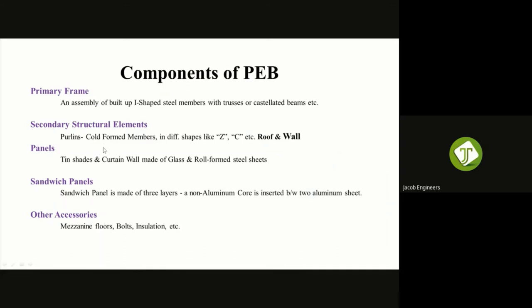And secondary elements are your purlins. So purlins are your coil formed members. We have already discussed these coil formed members. Based on your requirement, you can reduce the cross section, like a lathe. So your finishing will also be good for coil formed members, and strength-wise, they will perform better than your hot rolled sections. And most probably it is very lightweight. So different types of Z-shaped sections and C-shaped sections can be achieved for your purlins, right?